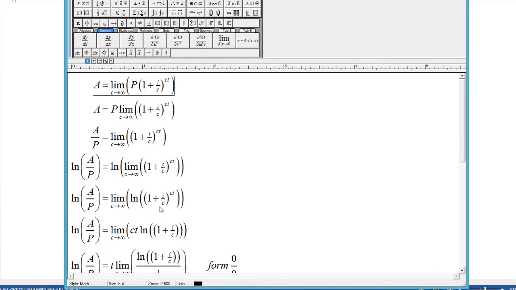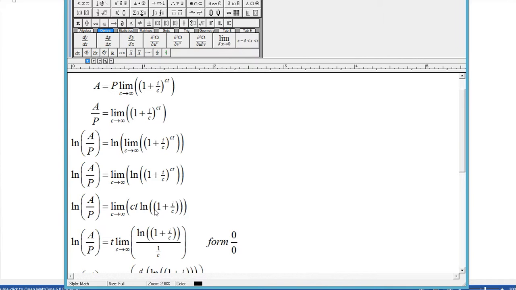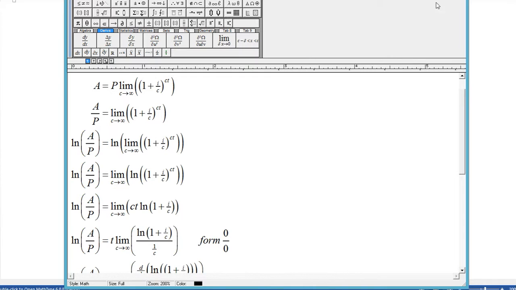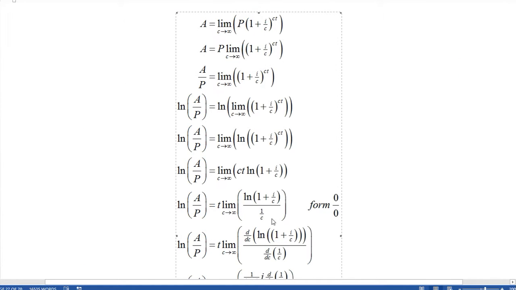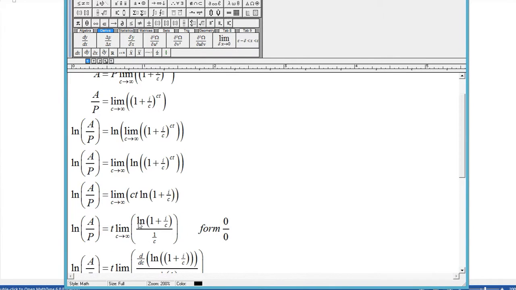Don't need that many parentheses. Let me get rid of a couple of these. Okay, so that's a little cleaner there. So natural log of 1 plus I over C, over 1 over C. Now what form does that thing have?